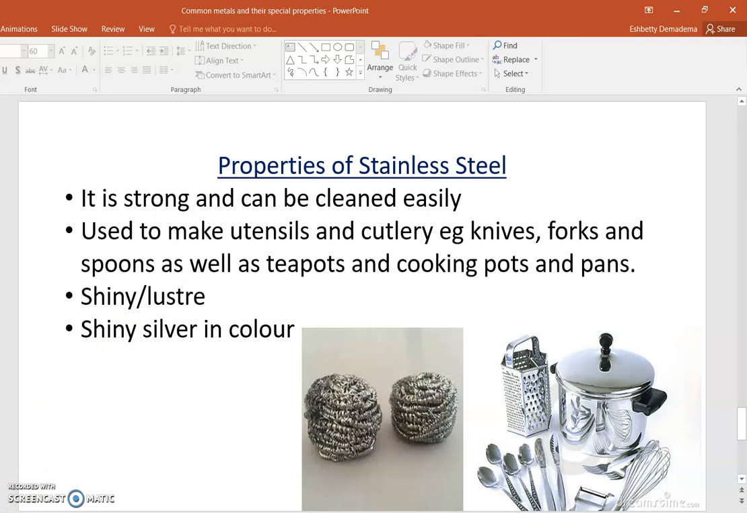Alright, so those are the properties of our common metals, and our activity for today is on page 69, activity 6. You should be in a position to do that one without any problems, and I will post the memo or the answers to that activity in our next slide.